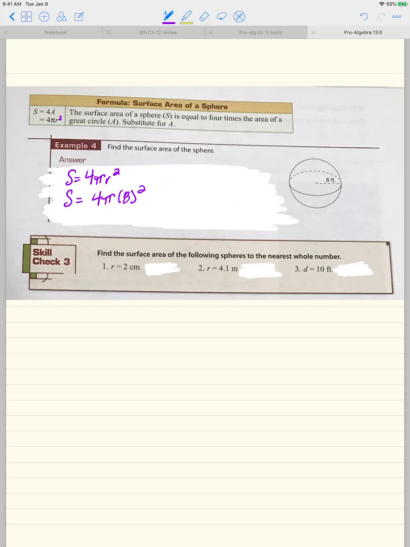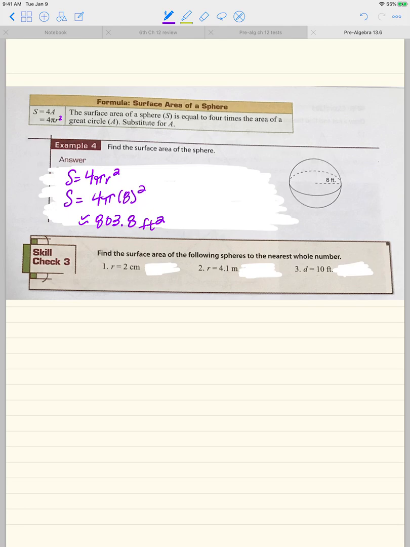And I'm trying to figure out why I got a different answer than my book did. 64 times 4 times 3.14. I don't know what I did the first time. Now I have the right answer. Okay, 803.84. So we're going to round that to tenths. 803 and 8 tenths feet squared.